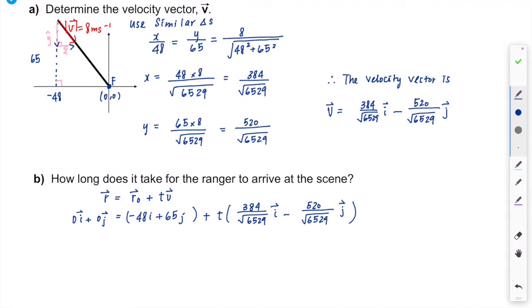And then we can compare the x components by x component and y by y. I have 0i equals negative 48 plus 384 over the square root of 6529 times t, right? This allows me to actually solve for t. I can rearrange: 48 equals 384 t over the square root of 6529. And so t works out to 10.1 seconds. Okay.